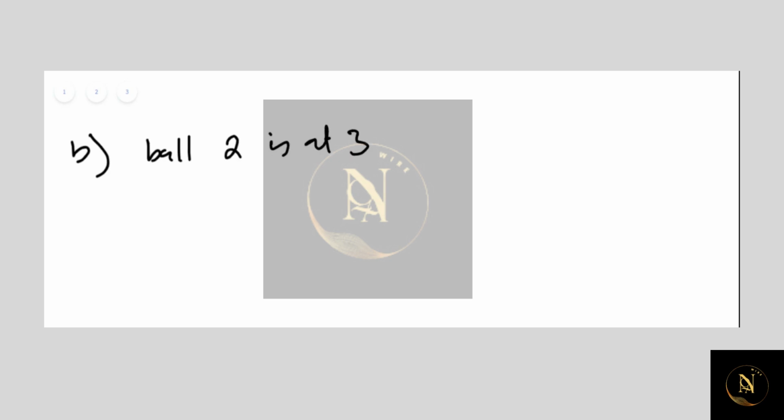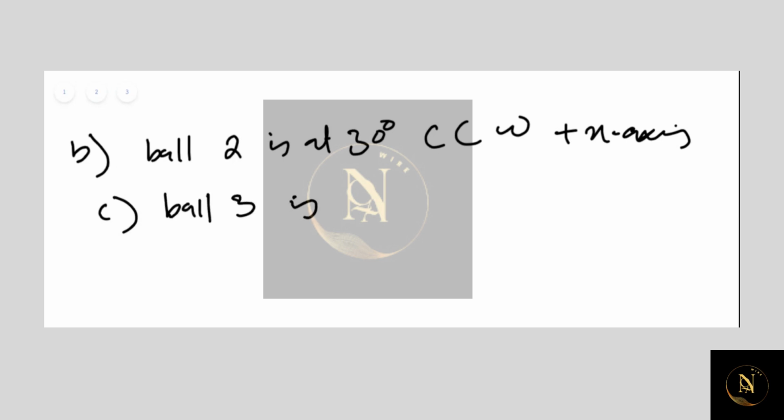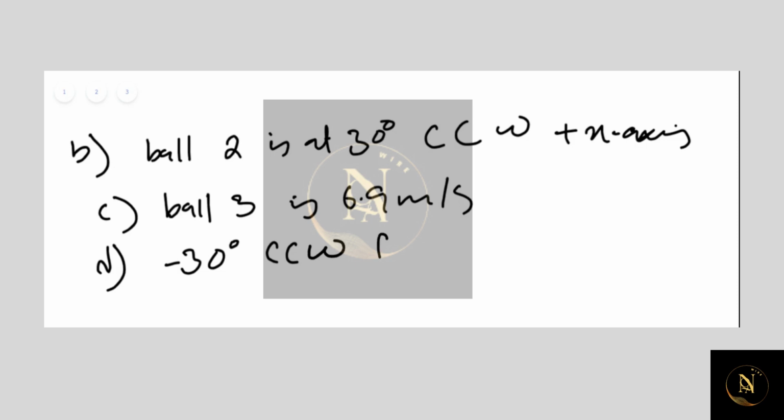Part B, the direction of ball 2 is at 30 degrees counterclockwise from the positive x-axis. Part C, the final speed of ball 3 is again 6.9 meters per second. Part D, the direction of ball 3 is at minus 30 degrees counterclockwise from the positive x-axis.